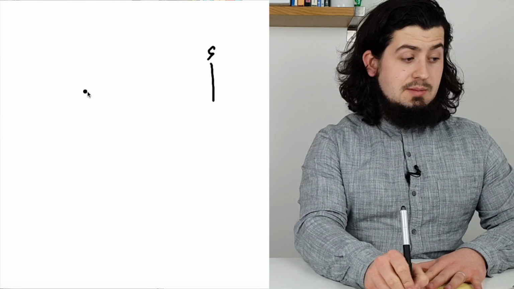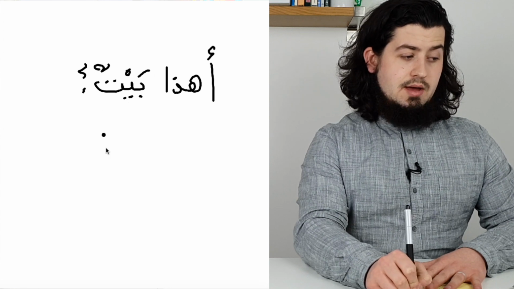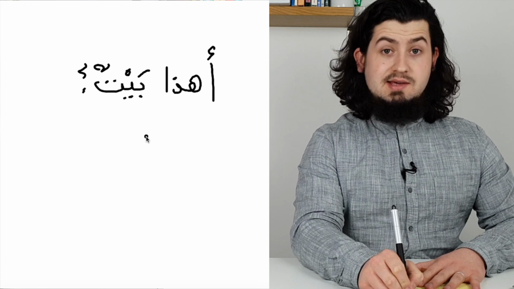So, for example, when we have this at the beginning of sentences, this is hamzatul istifham. This is a hamza in which we are asking a question about things. For example, in the beginning of the Medina books, if you're studying the Medina books, you'll have sentences like this. أهذا بيت? Is this a house?